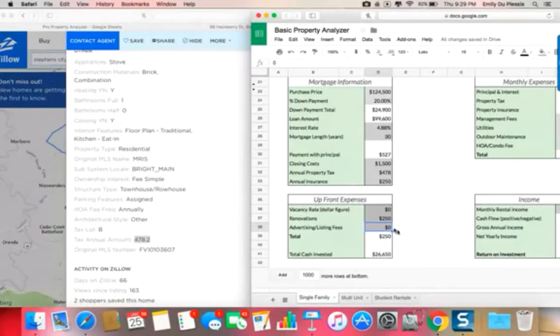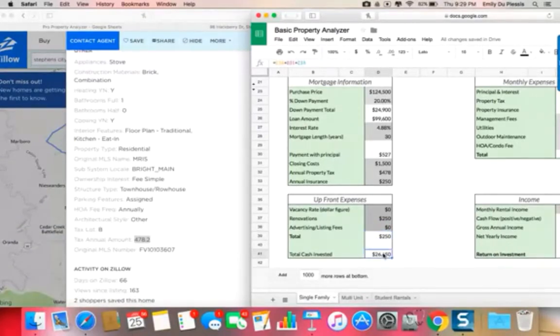Advertising and listing fees: we typically list on free sites, Craigslist, Zillow, Realtor.com, HotPads, Trulia, all those sorts of things. Facebook now. The only time I would really use any kind of advertising fees is if I use Facebook ads, and I don't do that on all of our properties. For a property like this, I probably wouldn't do it. So I would say I have zero advertising fees. So I'm looking at a total here in these upfront expenses of $250.